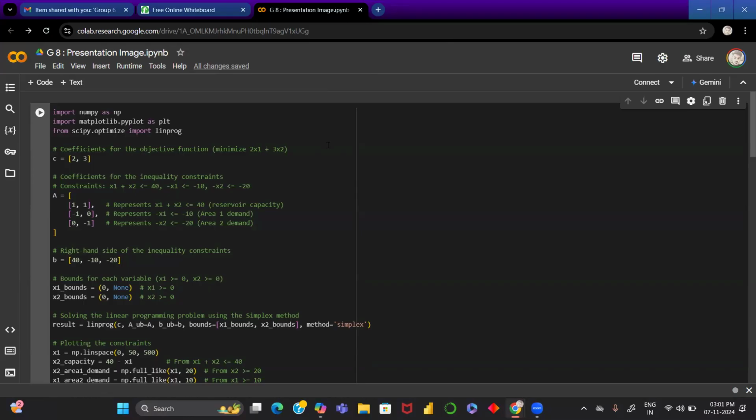Here C represents the coefficients of the objective function, and A represents the coefficients of the inequality constraints. The list B holds the right-hand side of the inequality constraints. Then we have to specify bounds for each variable, where we give x1 equal to (0, None), which means that x1 must be greater than or equal to 0. None indicates that there is no upper bound. Then we have to call the linear programming function, where C is the coefficient of the objective function, A is the inequality constraint, B is the right-hand side value, and bounds are the bounds. The method simplex is called.